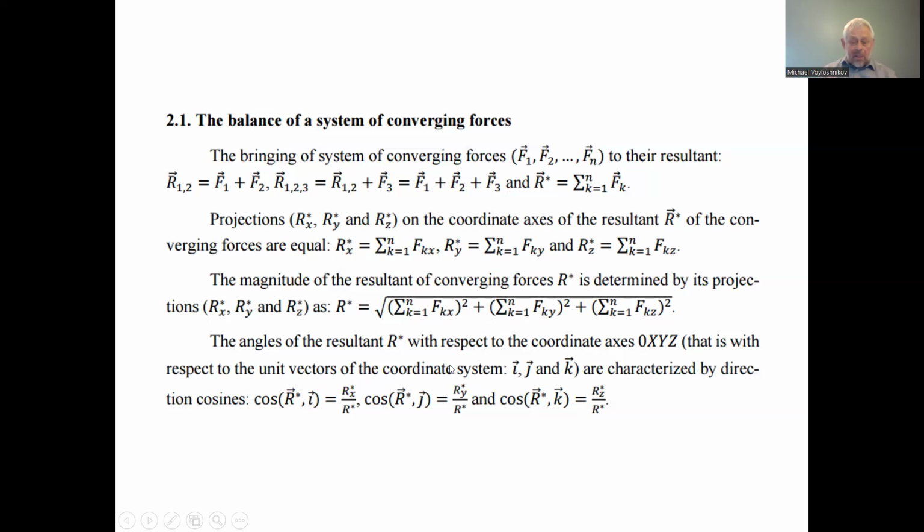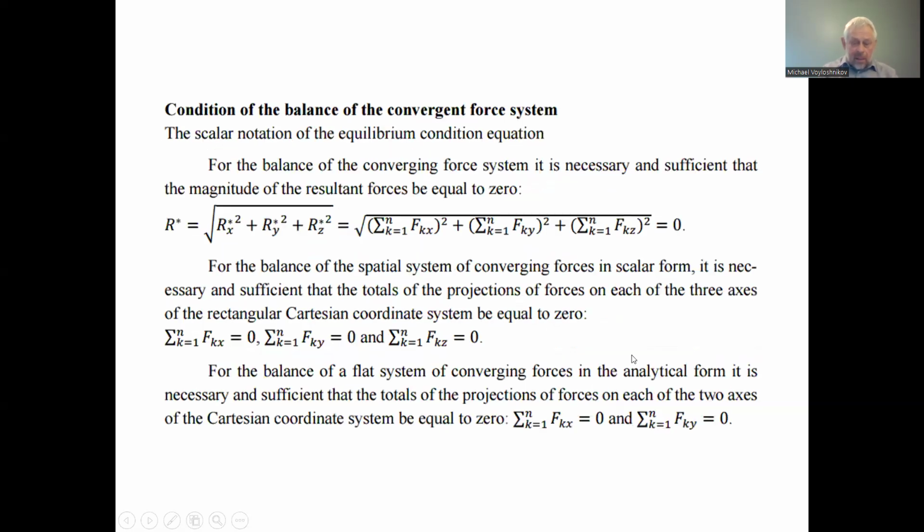Besides finding the resultant, usually we have to find the cosines of the direction angles between the resultant and the abscissa axis, the ordinate axis, and the applicate axis, just using the projections and the found magnitude of the resultant. To have the system of convergent forces in balance, we have to make the resultant equal to 0. This is the balance equation.